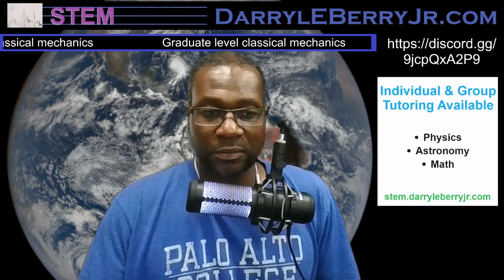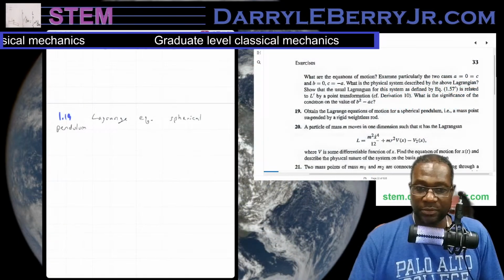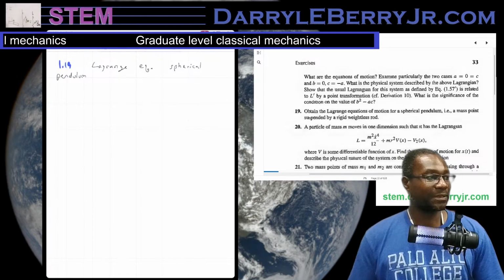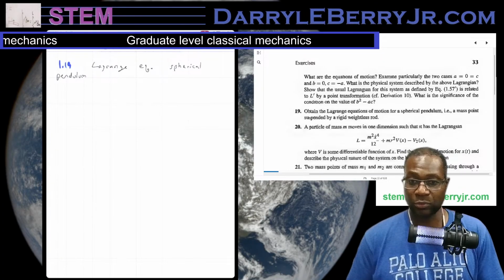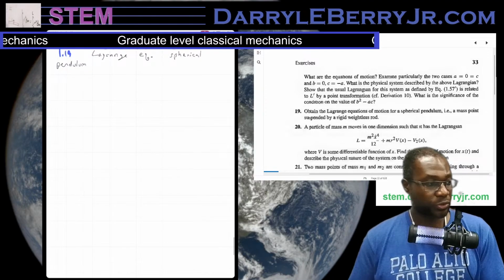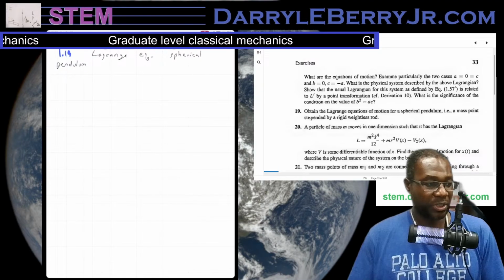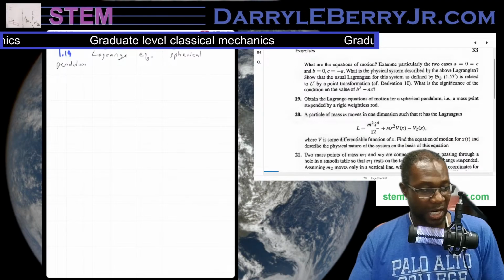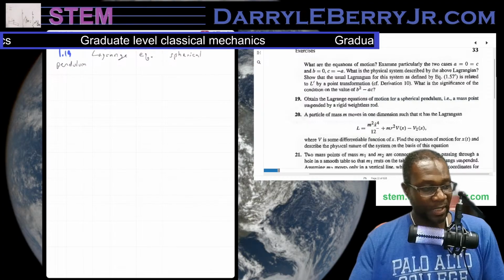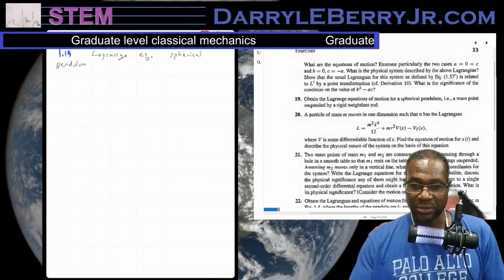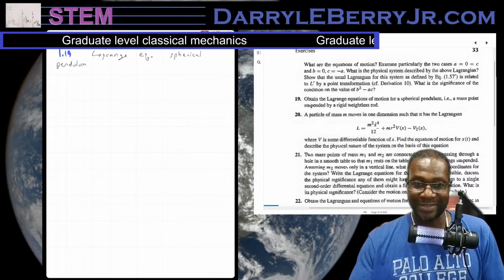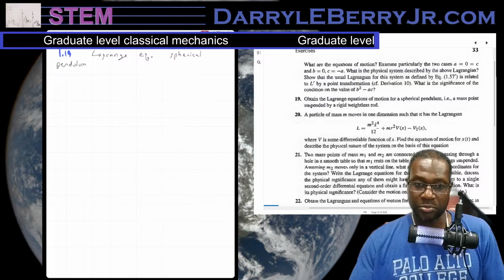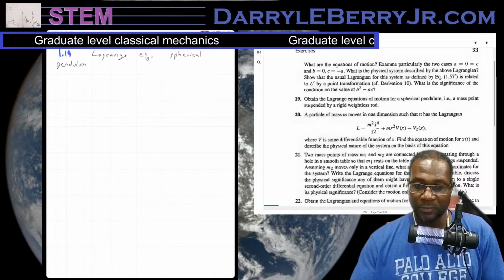So what I'm going to do is do one problem, which is problem number 19 from chapter one in Classical Mechanics by Goldstein, Poole, and Safko, the book that you saw on the intro screen. I'm going to obtain the Lagrange equations of motion for a spherical pendulum, i.e. a mass point suspended by a rigid weightless rod. I'll be utilizing the solutions to make sure I get everything correct in preparation for the exam this week. So we'll go ahead and get started. I'll do this one problem, and probably be back tomorrow for another problem.